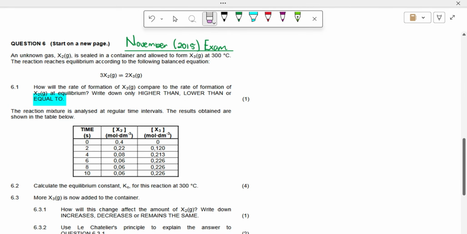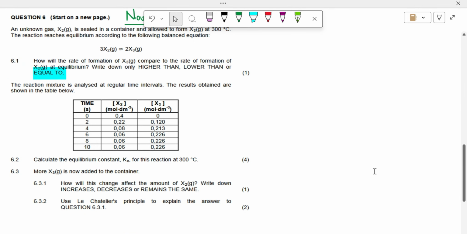Right. So now they say the reaction mixture is analyzed at regular time intervals, and the results obtained are shown in the table below. So I have time from 0, 2, 4, 6, 8, 10. As you can see, they said regular time intervals, so the time increases in seconds at intervals of 2 seconds each time.